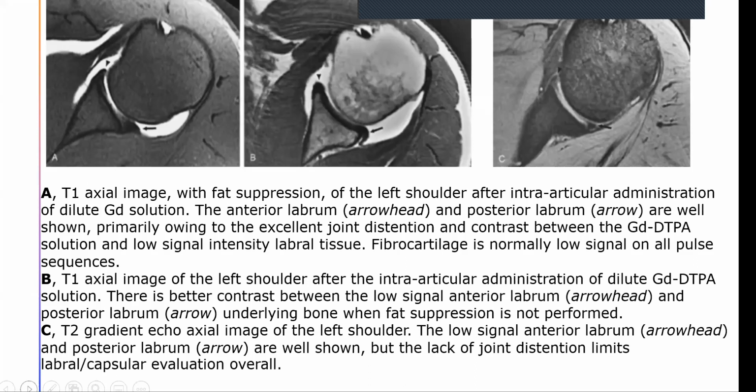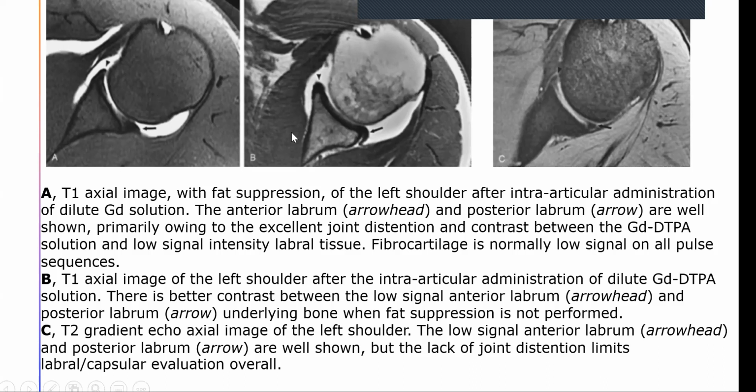Let's have an example here in the shoulder. The first image is an axial view with fat suppression of the left shoulder after intra-articular administration of gadolinium solution. The anterior labrum, with the arrowhead, this one, and the posterior labrum, the arrow here, are well shown, primarily owing to the excellent joint distension and contrast between the gadolinium solution and low signal intensity labral tissue. The fibrocartilage here is normally low signal in all pulse sequences.